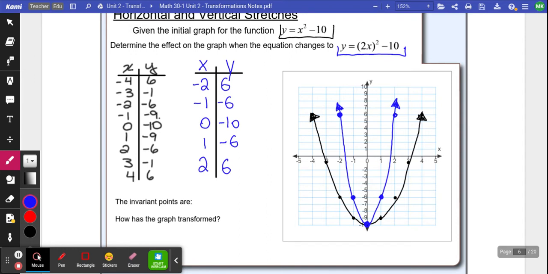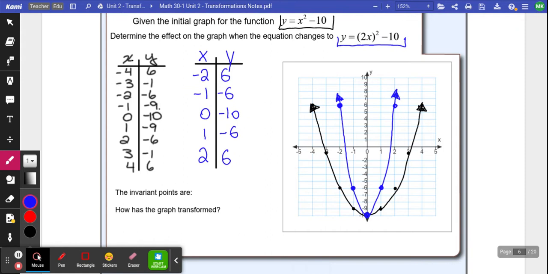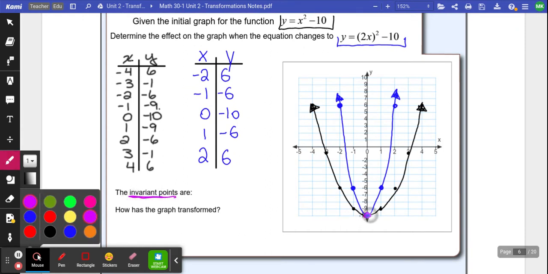Are there invariant points on those graphs? Invariant points are points that didn't change. 0 and -10 did not change. Right down here. Invariant point down here at 0, -10. That point is on both graphs. It did not move. Perfect. Describing how this graph has transformed.